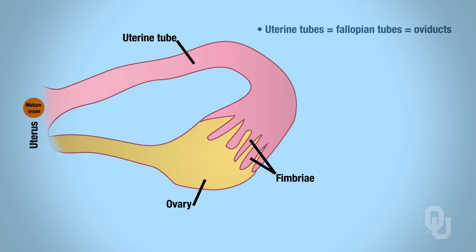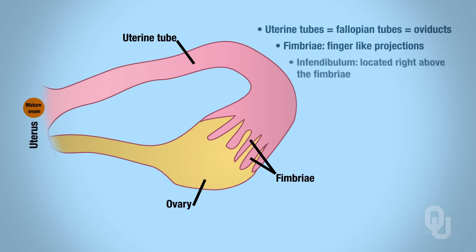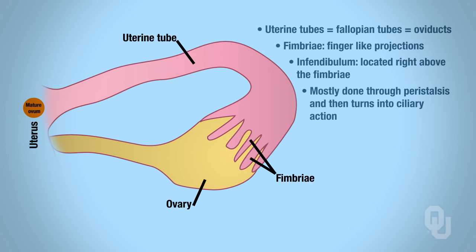We need to talk about the infundibulum and the fimbriae. The fimbriae are these finger-like projections. The infundibulum is located right above the fimbriae, and they help pick up the ovum that's been released from the ovary. Once that mature ovum leaves the ovary, the fimbriae and the infundibulum help move it into the uterine tube. That's done mostly through peristalsis initially, and then it turns into ciliary action that moves the ovum through the uterine tube. It takes about 4 days for that mature ovum to reach the uterus. So that concludes this segment.